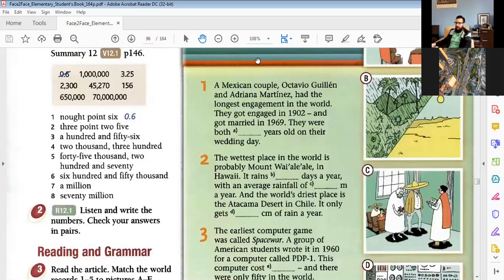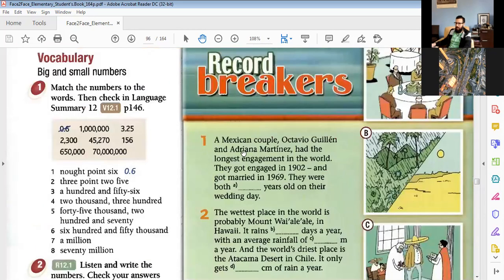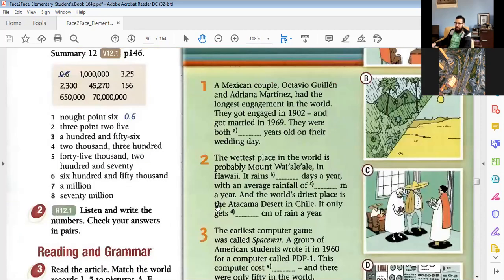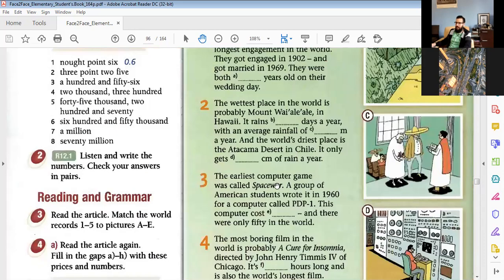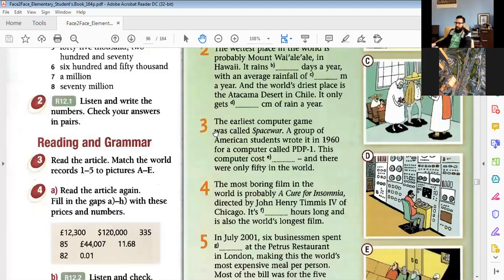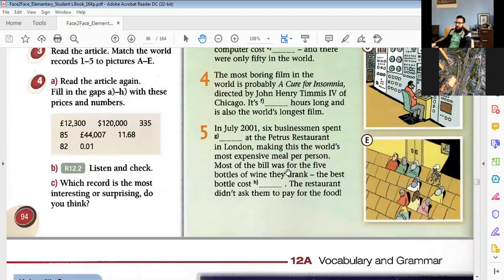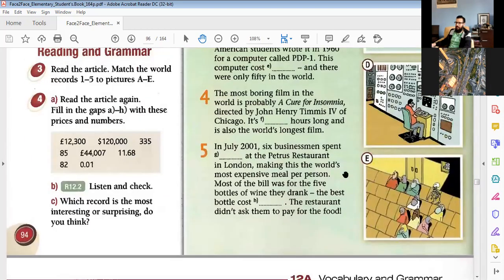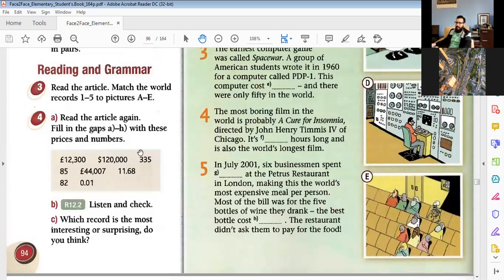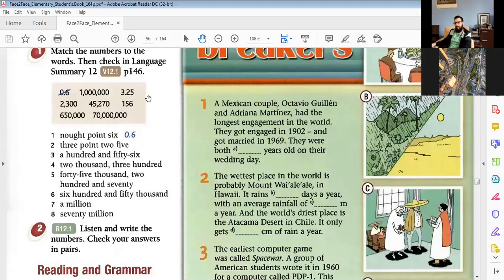We talked about the oldest couple that got married, the wettest and driest place in the world. We also talked about the first computer game, the longest movie, and maybe the most boring movie, and also the most expensive dinner in the world. And at the same time, we talked about some numbers, how to talk about big numbers, small numbers.